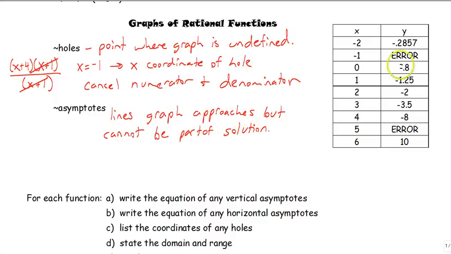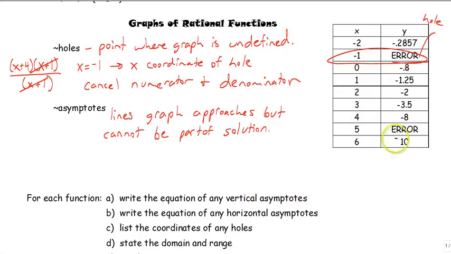So, for example, if we look at this table here, it goes from 0, -0.8, -1 to error, so there's something here, and then -2 to -2.587. There's not a big jump here. In fact, this -1 is in line with these other two, so this is probably a hole. So you can check your calculator's table to see that.